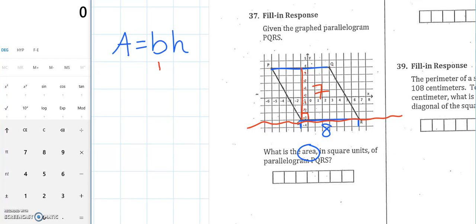So now we're going to plug in: our base is 8 times our height of 7. 8 times 7 is 56. So it's going to be 56 square units. Next question.